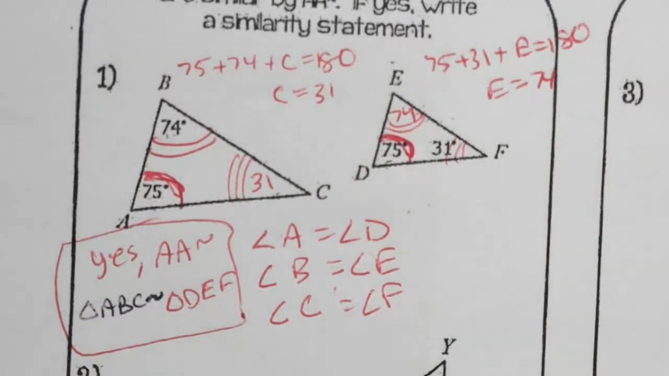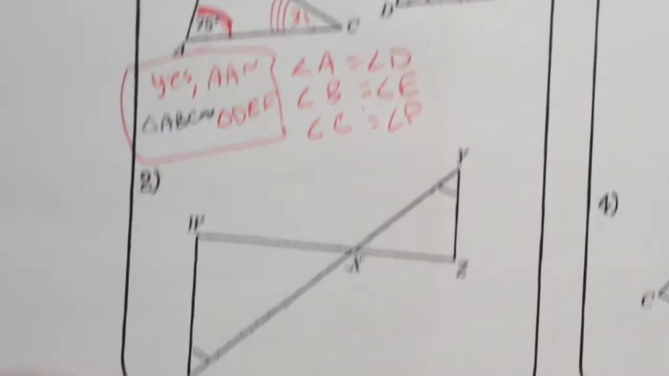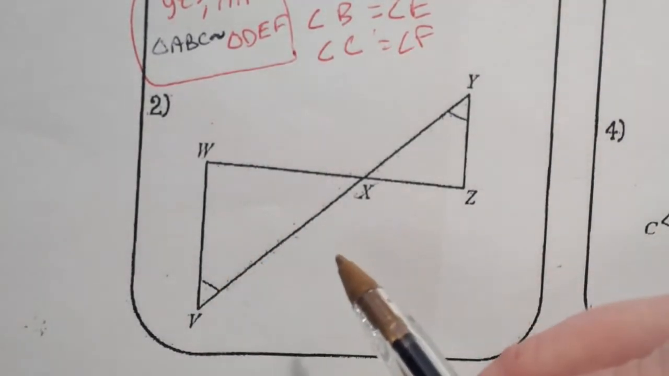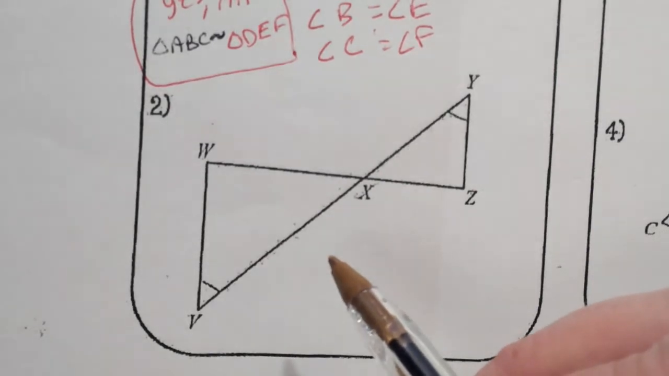All right, so let's do another example. Number 2. Now, did they give us anything about sides? No, so we're probably going to try AA similarity. They didn't say anything about sides, so we're probably going to do AA similarity. So we just need to find 2 sets of angles that are congruent.